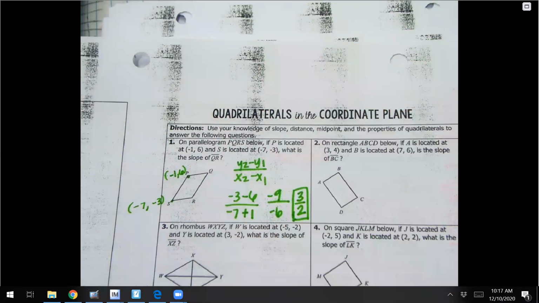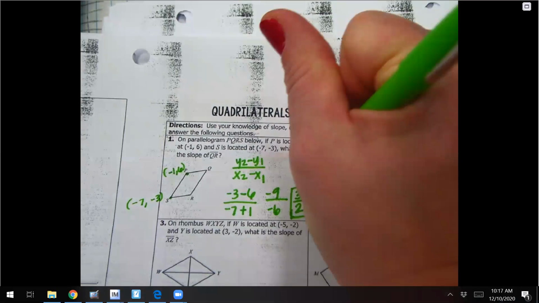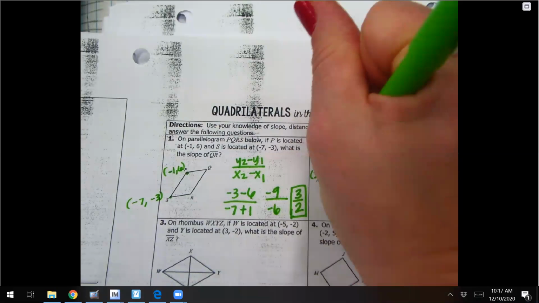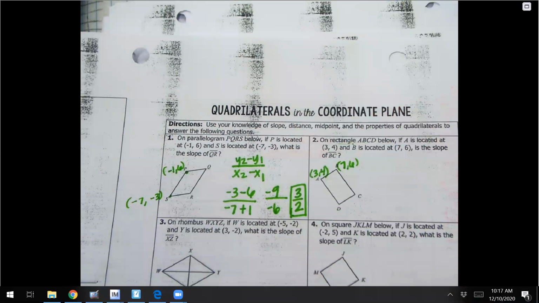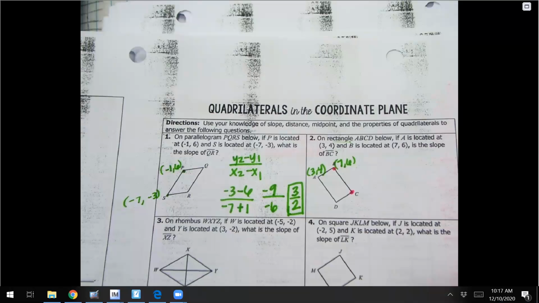Make sense? Now, it says on rectangle. So this is a rectangle, A, B, C, D below. A is located at 3, 4, and B is located at 7, 6. What is the slope of BC? Now, what do you know about the relationship between segment AB and segment BC? How do you know they're perpendicular? They make a 90-degree angle because rectangles have 90-degree angles. So since this is a 90-degree angle, those two sides are going to be perpendicular.